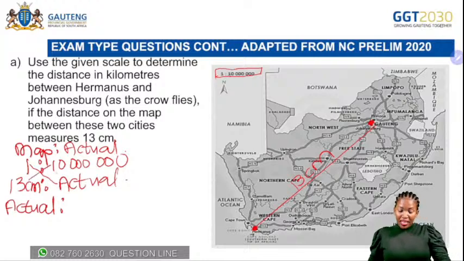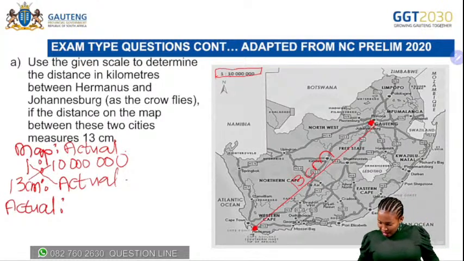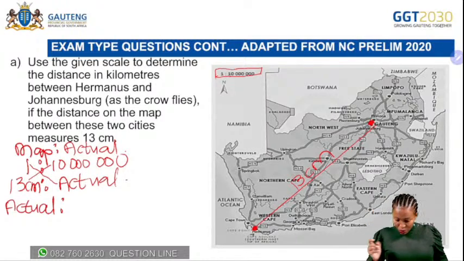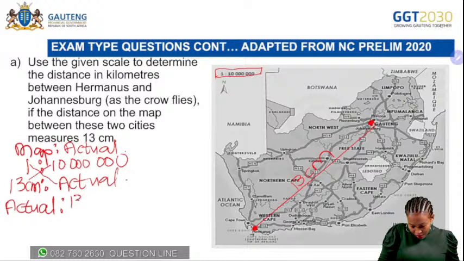13 multiplied by 10 million, you will take your ruler and then you say 13 multiplied by 10. Make sure that you include all your zeros, guys. Don't make mistakes. It's 130 million.